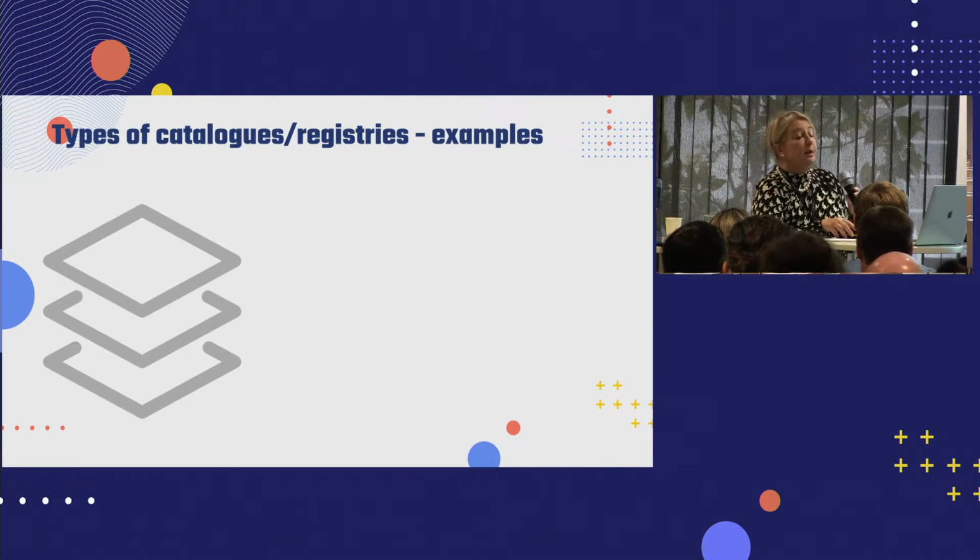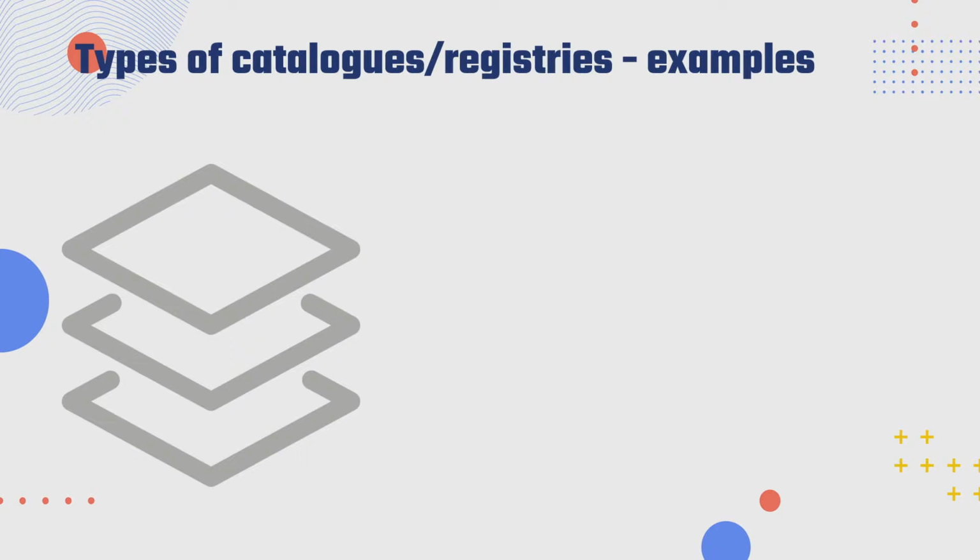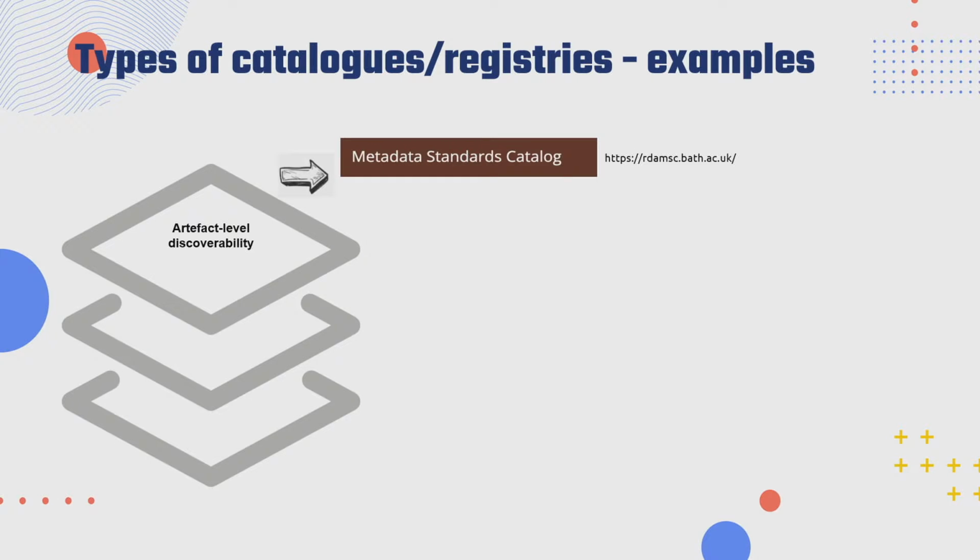Okay, so in terms of what type of catalog, there isn't really a detailed classification. This is a very broad one to really understand generally what functionality do they have. We have resources like the metadata standard catalog, part of the RDA, which is more at discovery level. It's where you can find things.